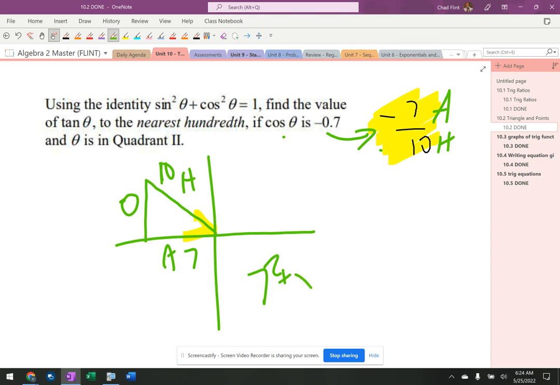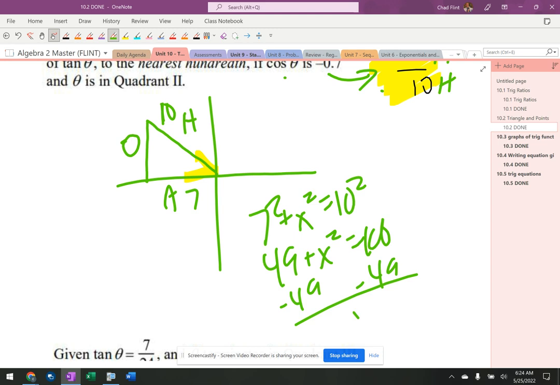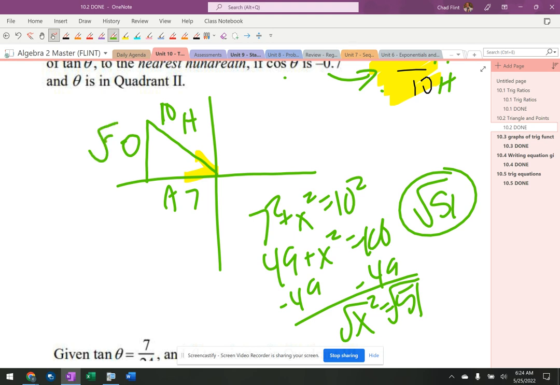There we go. I'm going to do the Pythagorean theorem. 7 squared plus x squared equals 10 squared to figure out what I've got going on here. x squared equals 51, square root. That's going to give me a long decimal, so I'm going to leave it as square root of 51. All right, and then tangent theta is equal to opposite over adjacent, square root of 51 over 7.